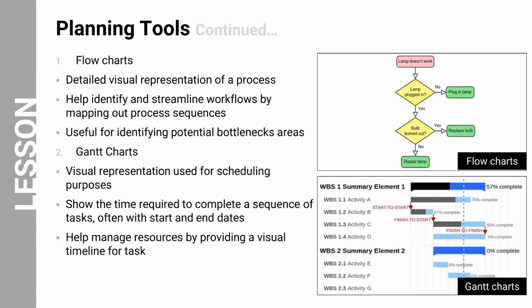Flowcharts provide detailed visual representations of each step in a process, helping to identify and streamline workflows by mapping out the sequence of actions. They are particularly useful for pinpointing potential bottlenecks and areas for improvement within a process. Gantt charts, on the other hand, are primarily used for scheduling and tracking project timelines. They display the time required to complete a sequence of tasks, typically including start and end dates. By providing a visual timeline for task dependencies and deadlines, Gantt charts help manage resources effectively and ensure projects stay on track.